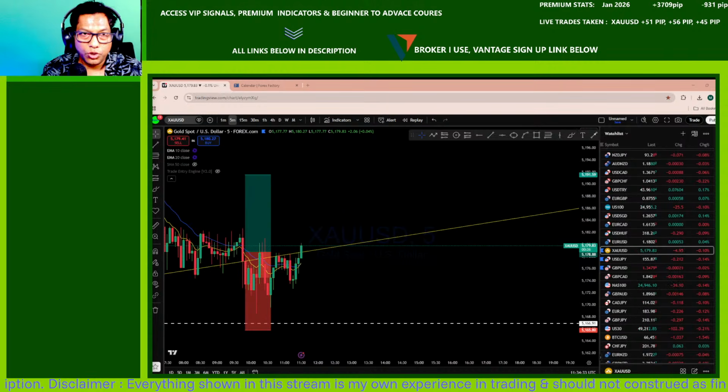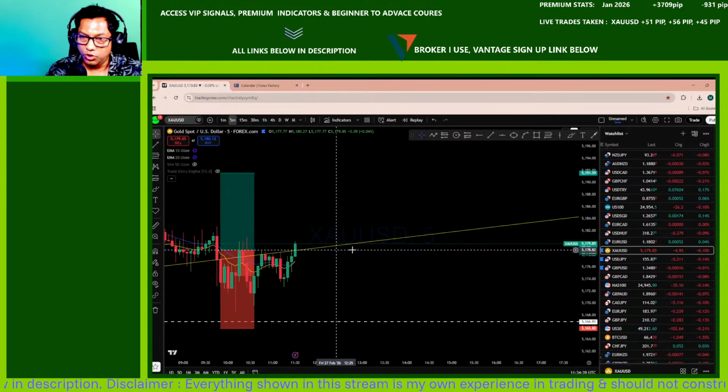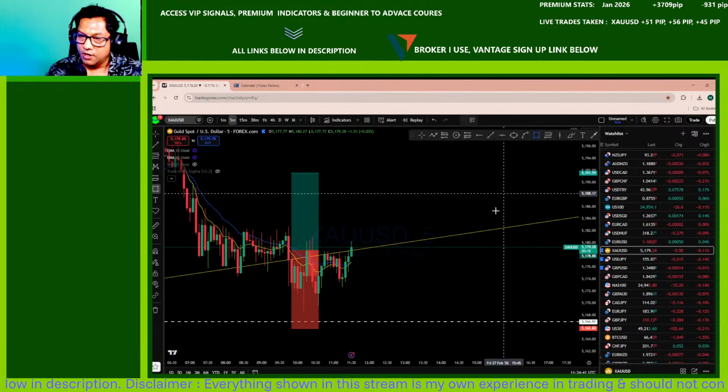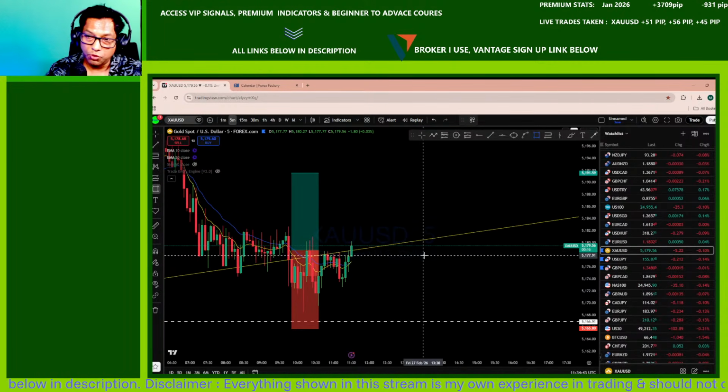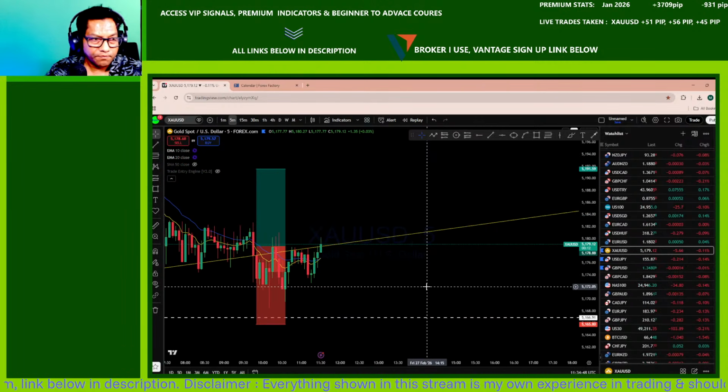Okay, so here we are looking at this market structure, and we are looking for a possible entry back to the upside. Here we see there is a liquidity sweep in that area.